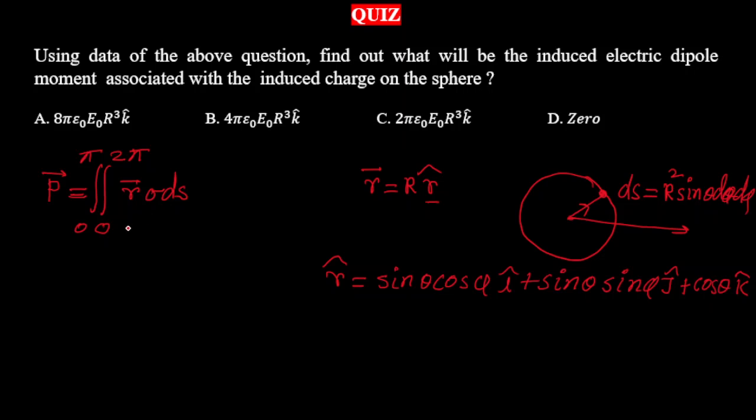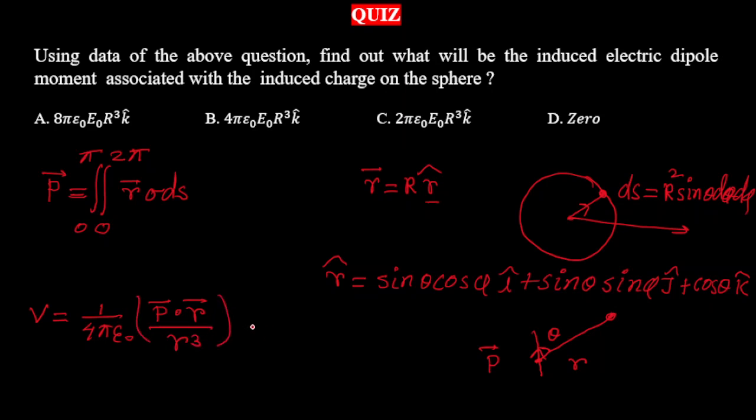One can also calculate this dipole moment simply using the definition of potential associated with the dipole. What is that potential? Let's say we have a dipole of dipole moment P, and we want to calculate potential at a distance r from the dipole, where this r makes an angle theta with the dipole moment. Then we can write the potential at this point because of this dipole moment: V is equal to 1 by 4 pi epsilon naught, P dot r vector divided by r cube.